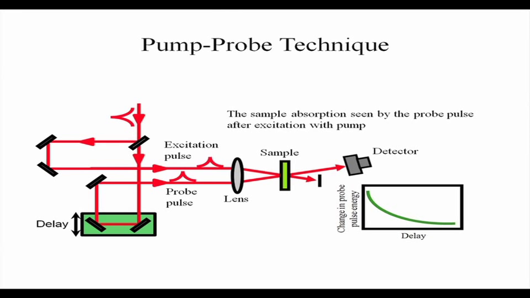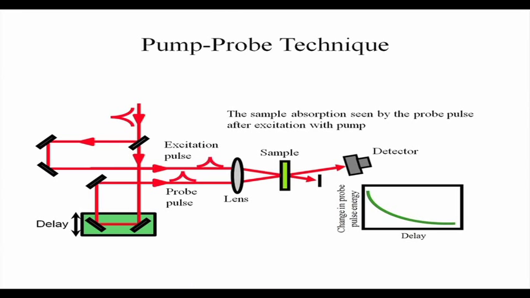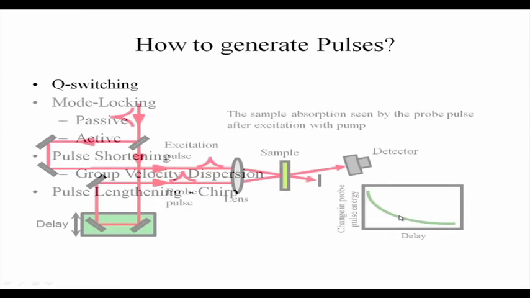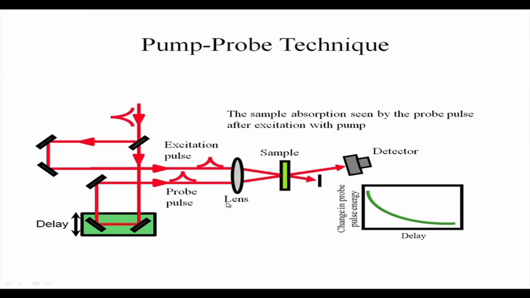Because if it is a picosecond, or if it is a femtosecond pulse, then the wavelength separation, that is, it is a broad band pulse. It can be regarded as a broad band pulse, like this. Broad band pulse means you can scan for a range of frequencies.